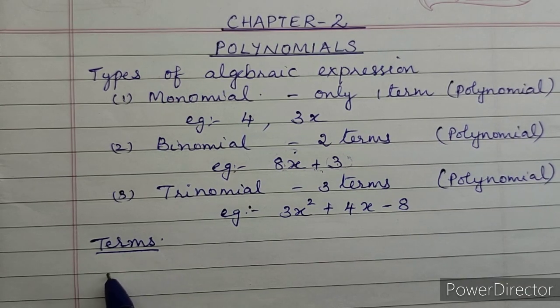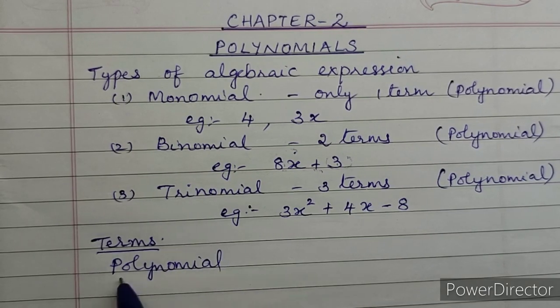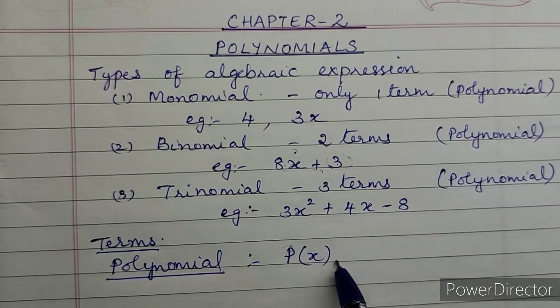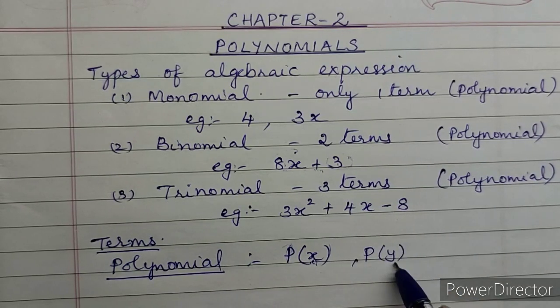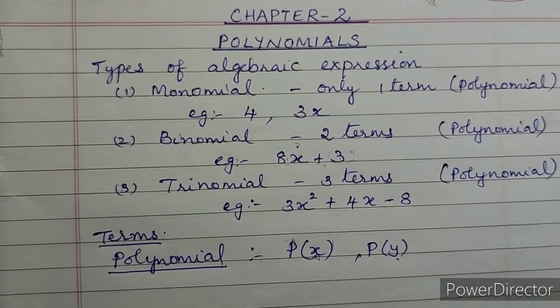A polynomial is usually represented by p of x. It is represented by p of x. This means that this is a polynomial in terms of x. The variable is x. Here you will take only one variable, not two variables and so on. Whichever variable you select, that variable you have to put inside the bracket. P of y means a polynomial in terms of y. P of z means in terms of z. Like that you will give the name.